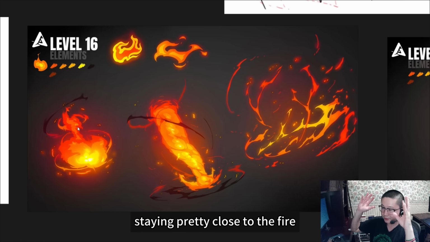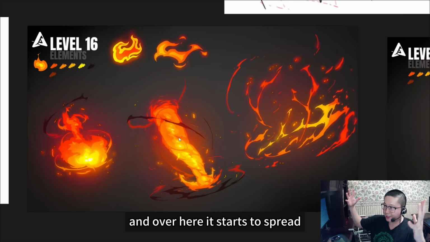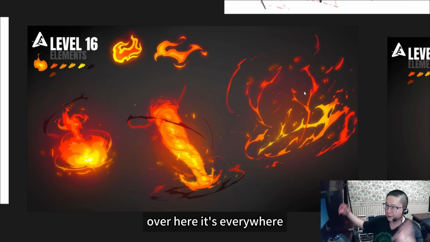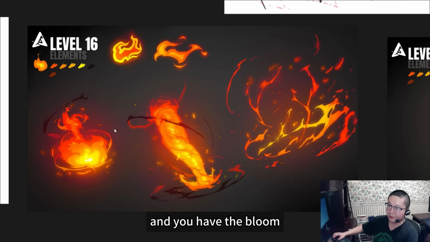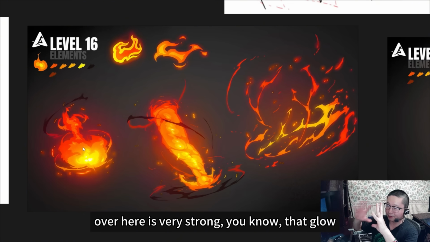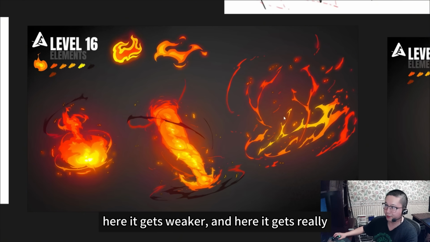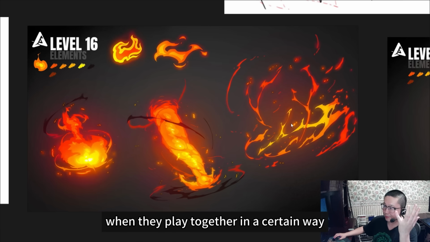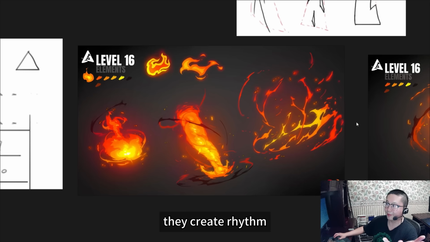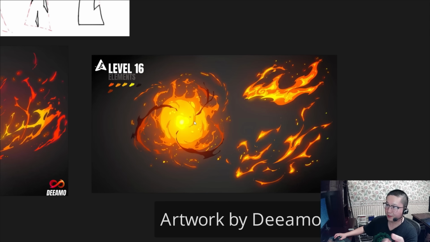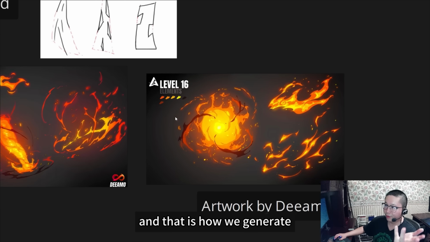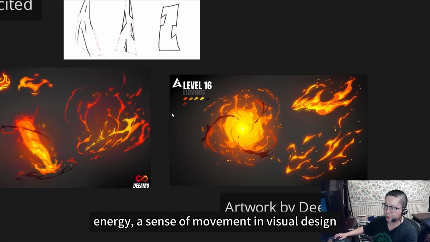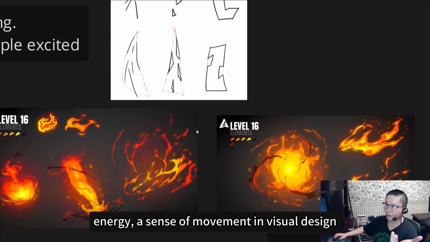Over here, it's staying pretty close to the fire. And over here, it starts to spread. Over here is everywhere. And you have the bloom. Over here is very strong, that glow. Here it gets weaker, and here it gets really, really weak. And all of those things, when they play together in a certain way, they create rhythm. Same thing for this one. And that is how we generate energy, a sense of movement in visual design.